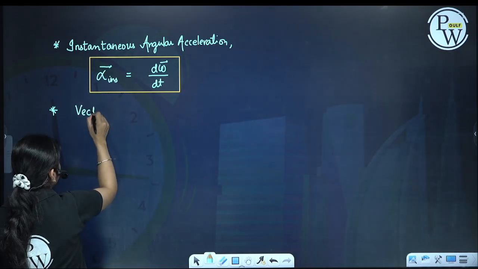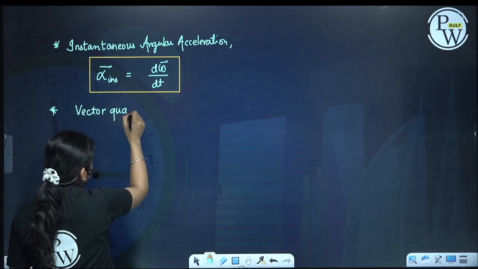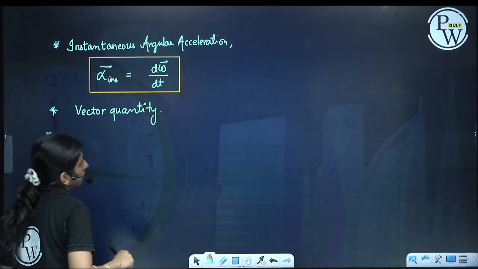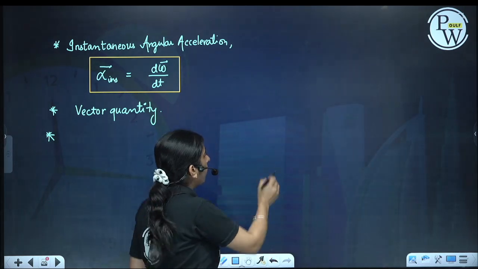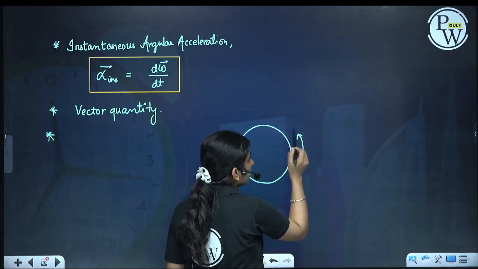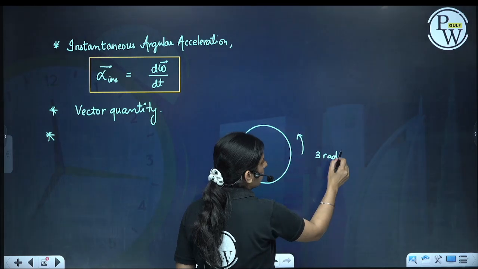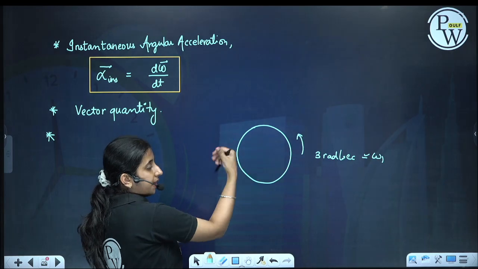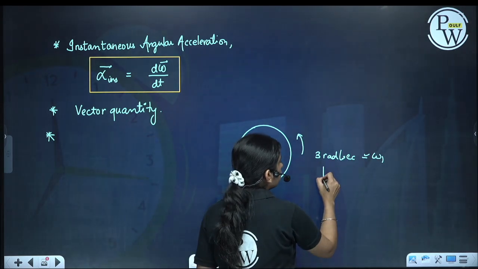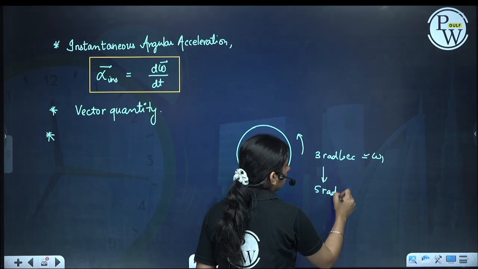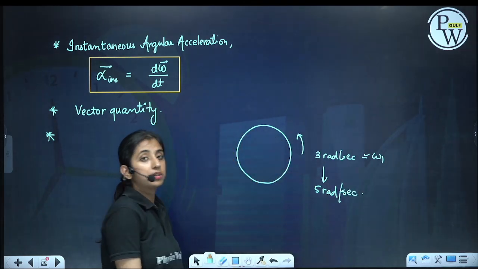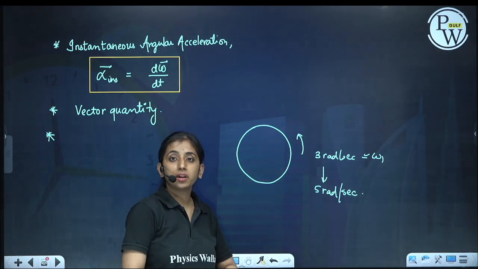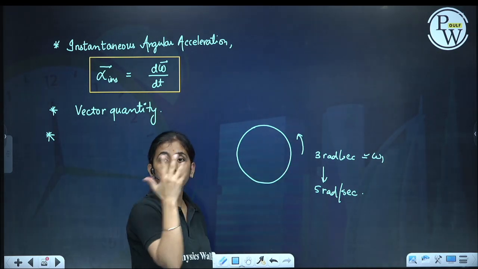Now what is it? It is a vector quantity. Now how do we give its direction? Earlier the particle was rotating in this sense with 3 radian per second. This is my omega 1, so omega will be directed outwards. Now it changes to 5 radian per second. The direction of 5 radian per second will also be outwards. Do omega 2 minus omega 1, 5 minus 3, and the direction will be outwards.